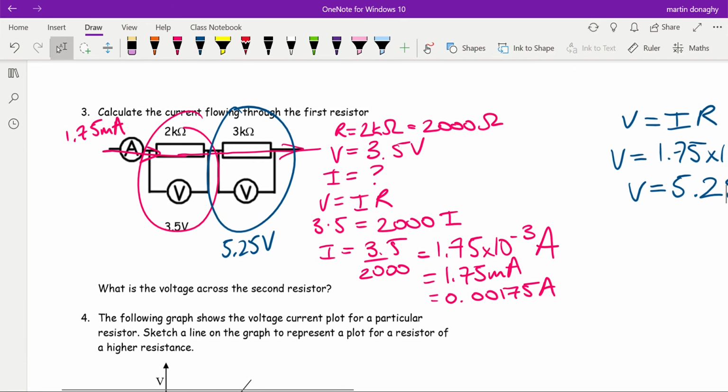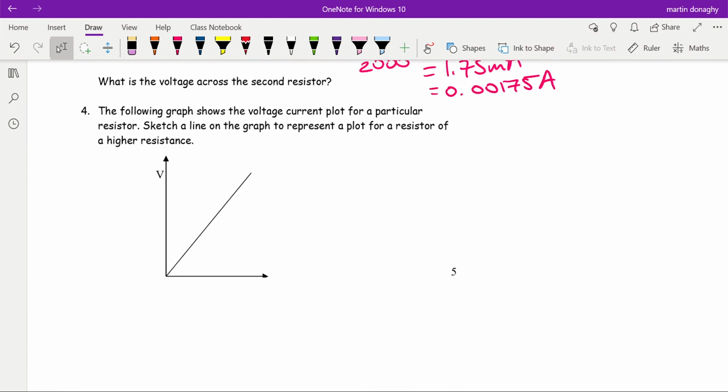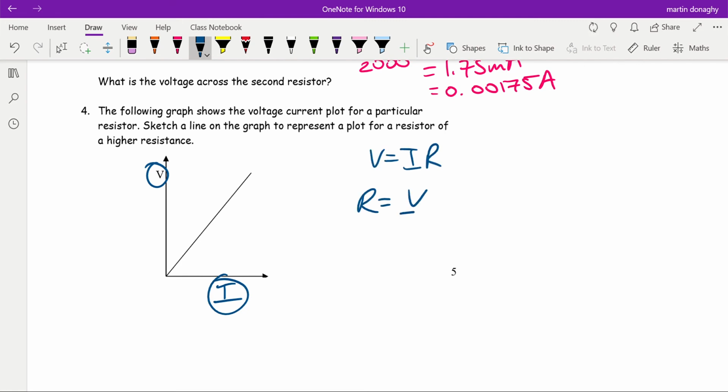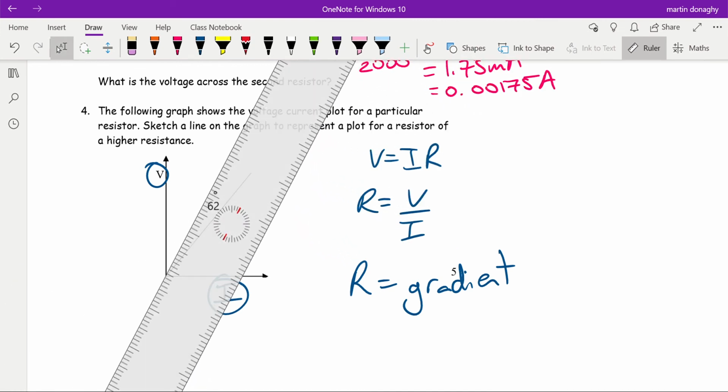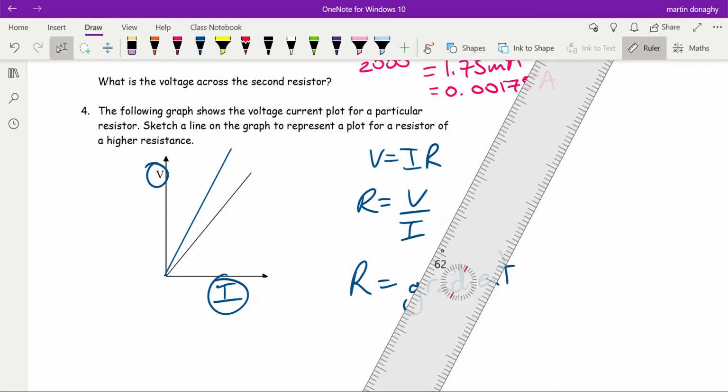Last question then. Says the following graph shows the voltage current plot for a particular resistor. Sketch a line on the graph to represent the plot for a higher resistance. This should say I down here. What we know is that when voltage is on the y-axis and current is on the x-axis, because of V equals IR, R is V over I, therefore R is equal to the gradient or steepness of the line. Therefore, if we want a higher resistance, it means a higher gradient. So we should draw a line that is steeper. So that would have a higher resistance.